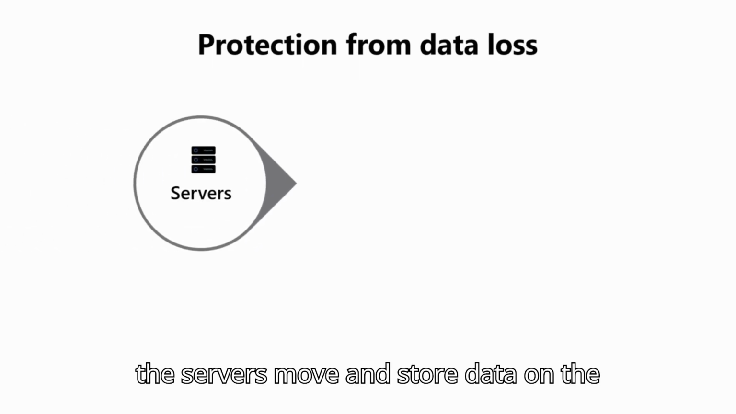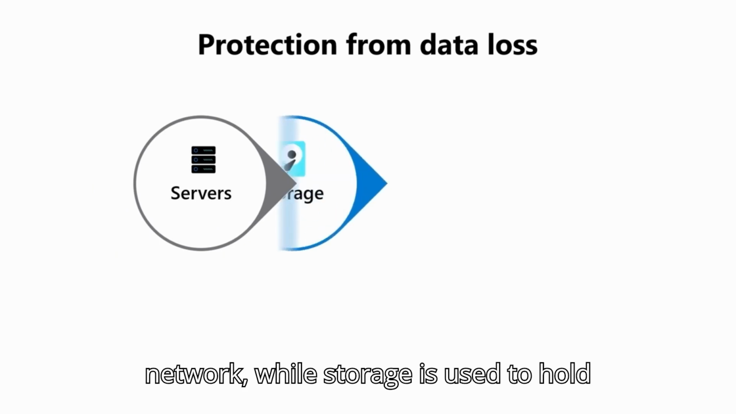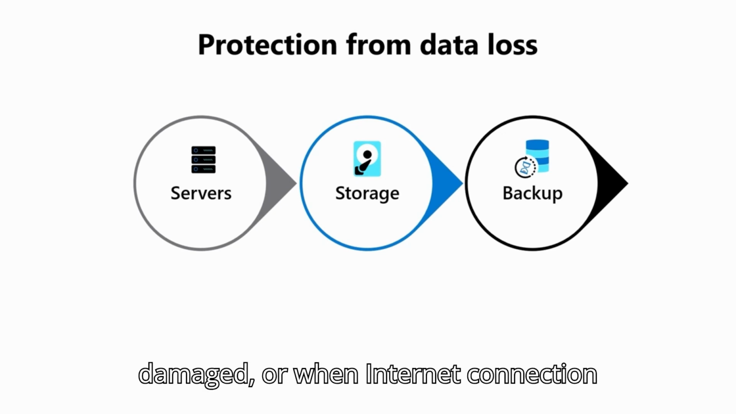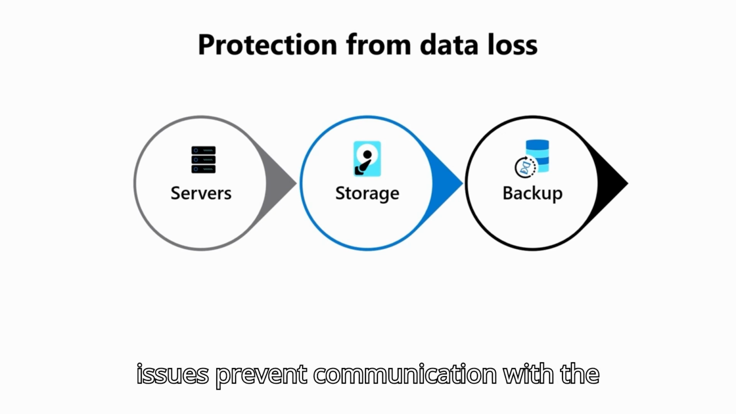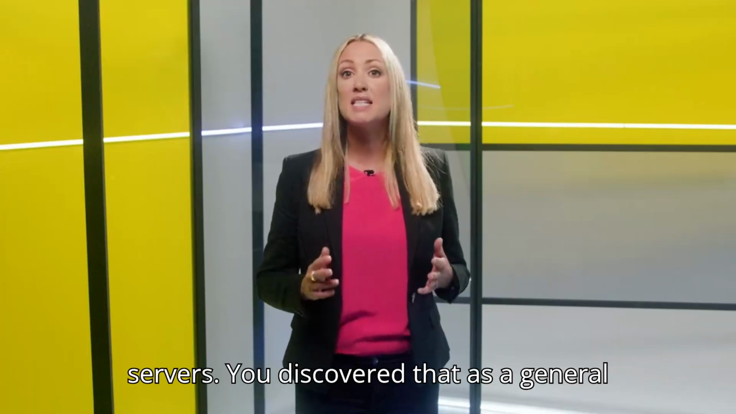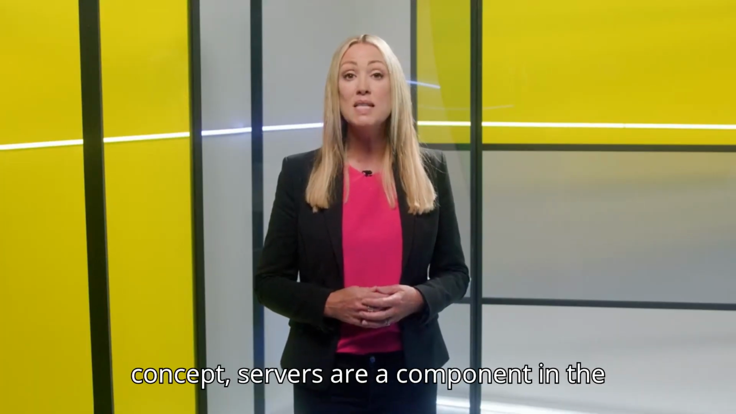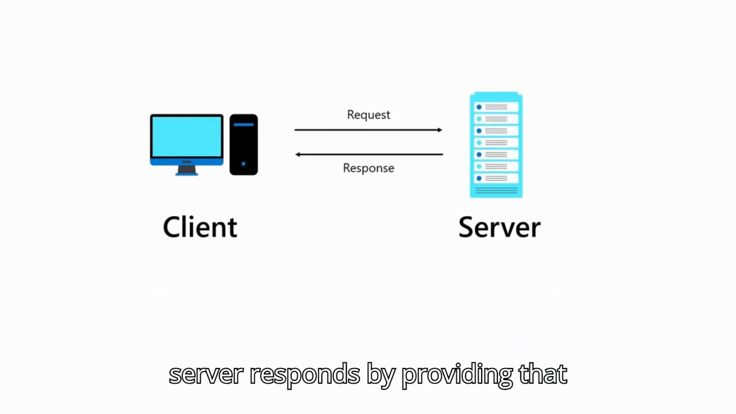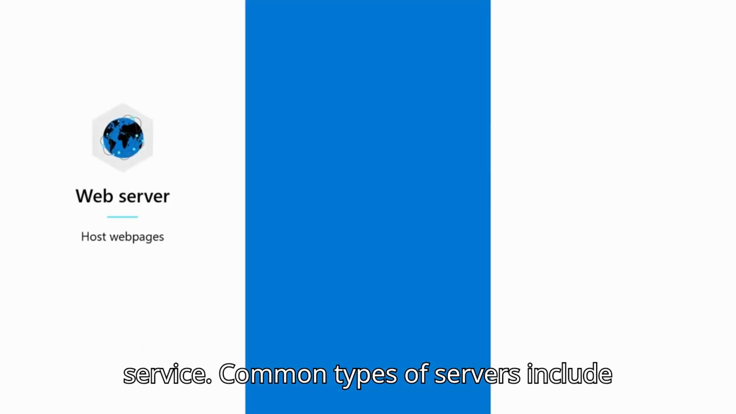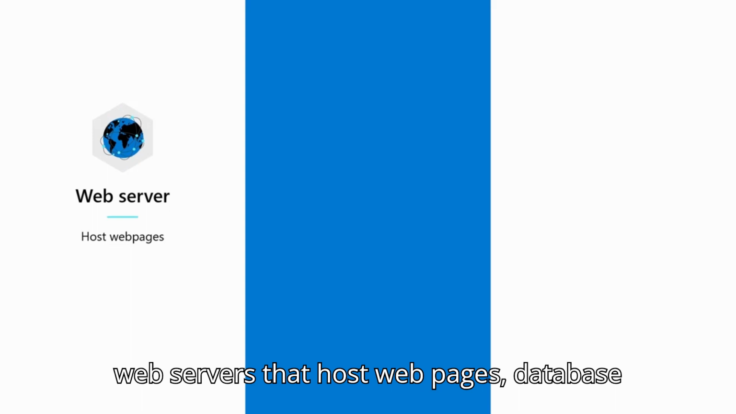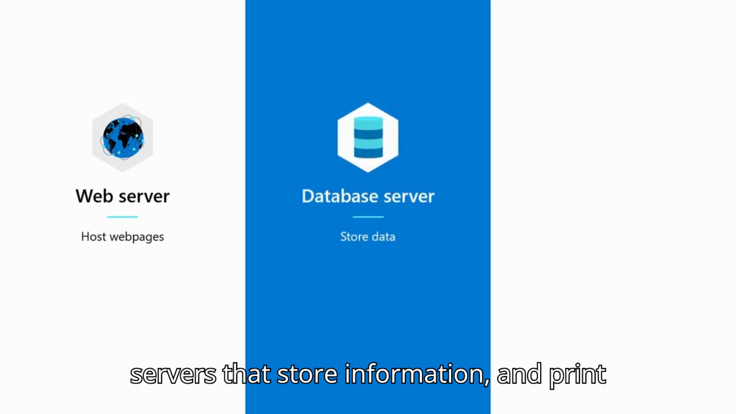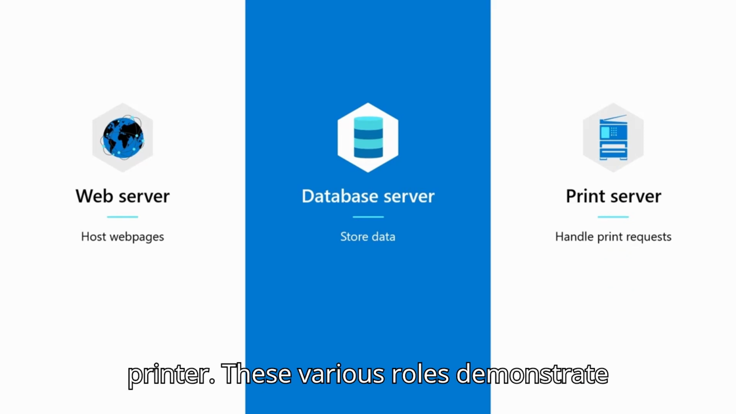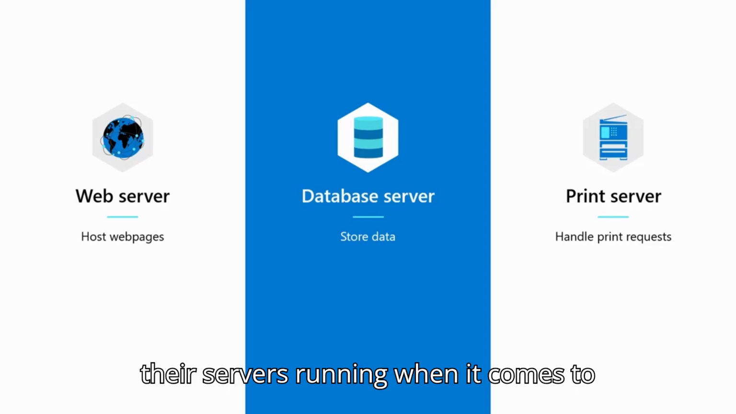To be more specific, the servers move and store data on the network, while storage is used to hold duplicates of that data that come into play if the original data is lost or damaged, or when internet connection issues prevent communication with the servers. You discovered that as a general concept, servers are a component in the client-server model, in which a client sends a request for a service and the server responds by providing that service. Common types of servers include web servers that host web pages, database servers that store information, and print servers that handle requests sent to a printer. These various roles demonstrate why it is critical for a business to keep their servers running.